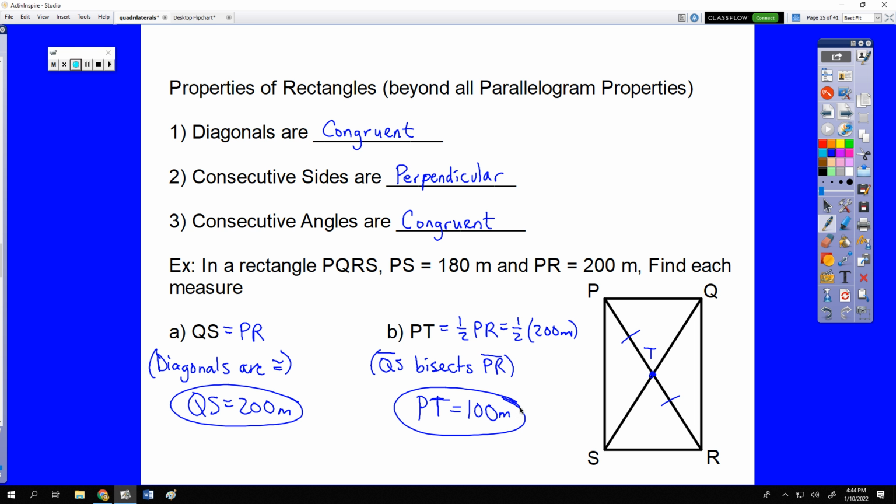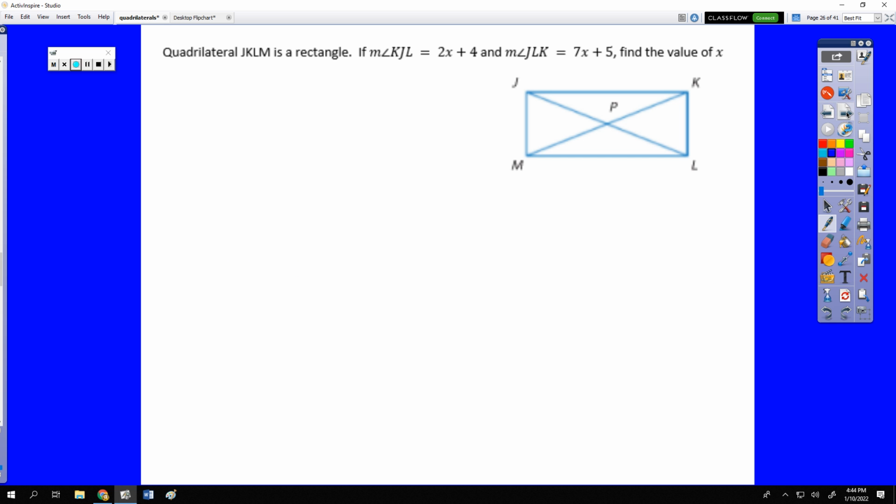So using these properties is not always super straightforward. We need to understand that every rectangle is a parallelogram, but not every parallelogram is a rectangle. Okay, so let's look at some more. Here's another problem that is a rectangle. It says quadrilateral JKLM is a rectangle.